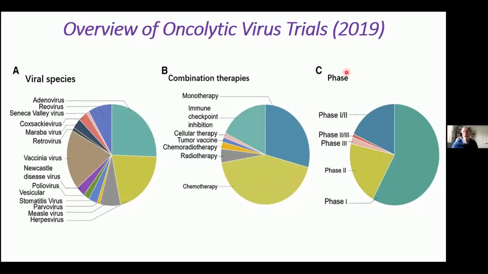On the right-hand side, you can see where we're at. When I say where we're at, this was in 2019. So a lot of those trials which were phase 1 are now in phase 2, and those in phase 2 are now in phase 3. So we've got great hopes that there are going to be several of these which are going to be very useful for treating one or more types of cancer.